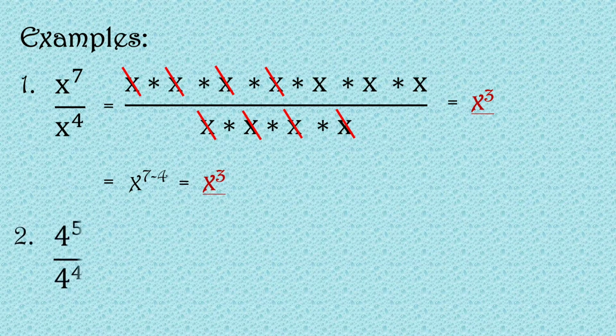Ayan. Number 2, 4 raised to 5 over 4 raised to 4. So, di na natin to i-expand. Shortcut na lang natin. So, copy natin yung base, which is 4. Then, minus natin yung kanilang exponent. So, 5 minus 4 is equals to 1. So, 4 raised to 1 is equals to 4. Yan. So, ganun lang siya kasimple.